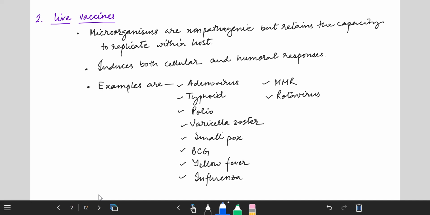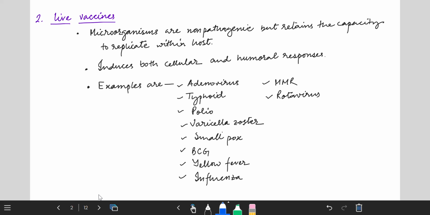This kind of vaccine induces both cellular and humoral responses, and they can provide lifelong immunity. But because they are live vaccines, they are dangerous for immunocompromised patients and for pregnant women, because they may revert to the virulent form. So what kind of live vaccines are used? There are mainly two types.